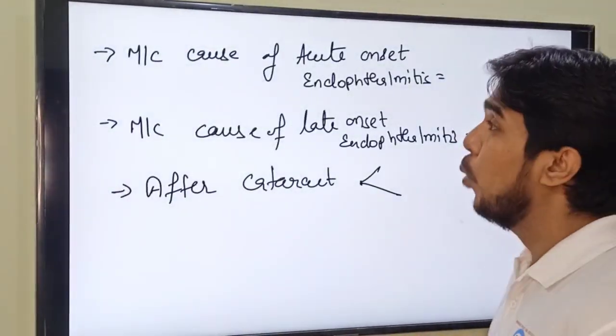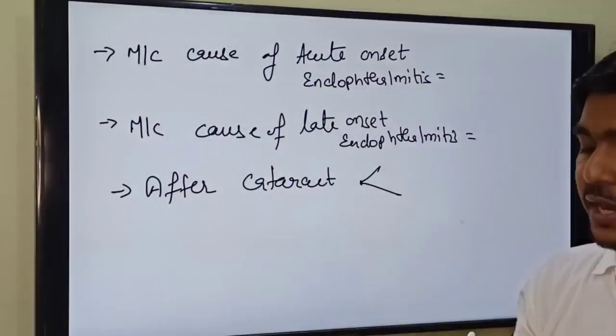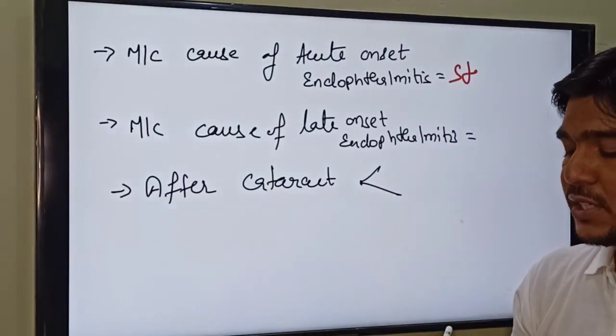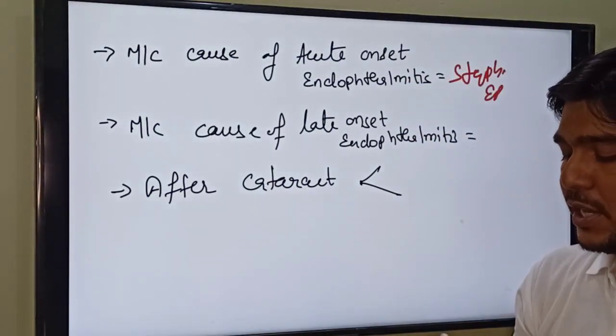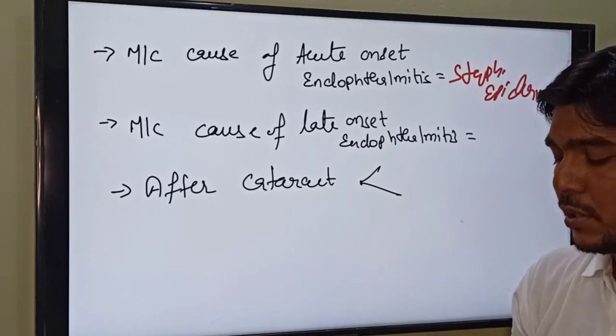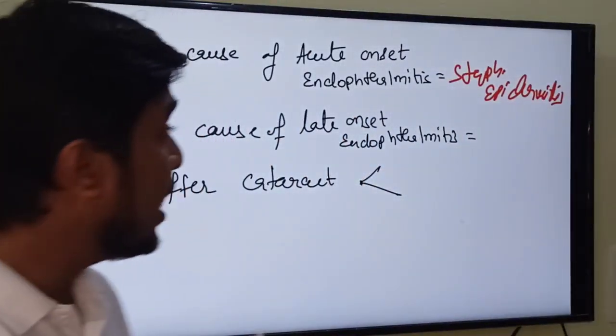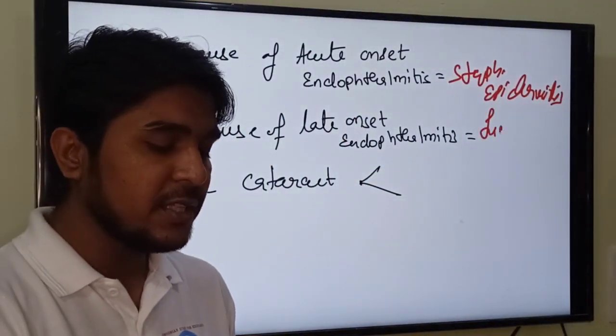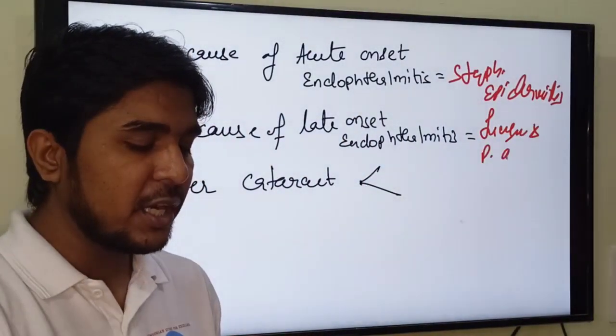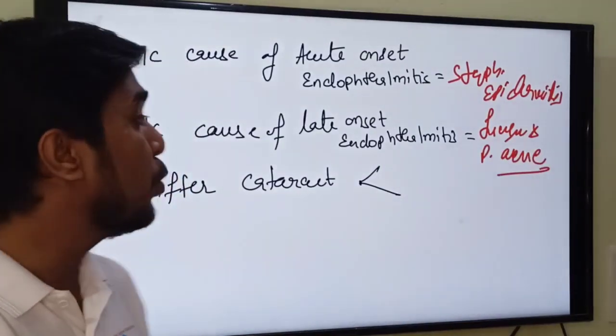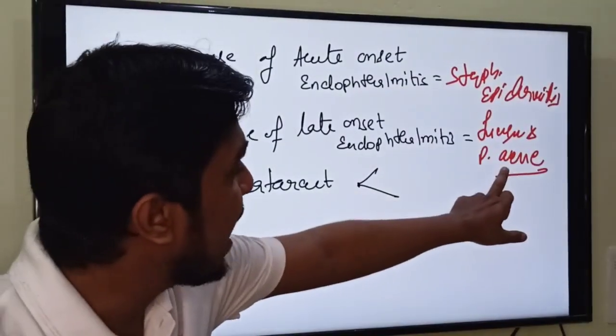Let me tell you, the most common cause of acute onset endophthalmitis is Staphylococcus epidermidis. Okay, it is Staph epidermidis. The most common causes of late onset endophthalmitis are fungus and Propionibacterium acnes. P. acnes, Propionibacterium acnes, and fungus.